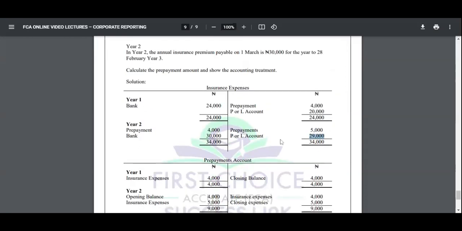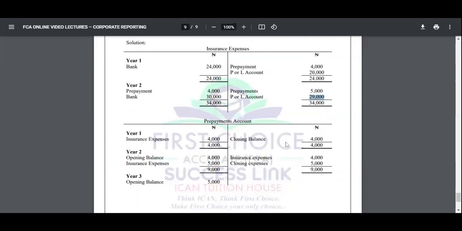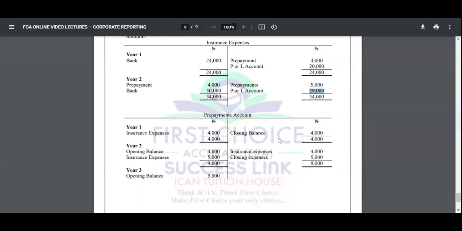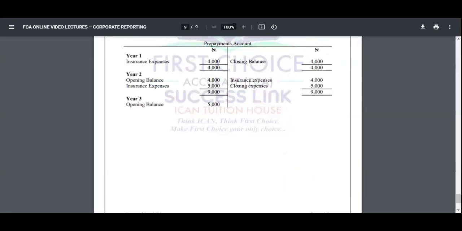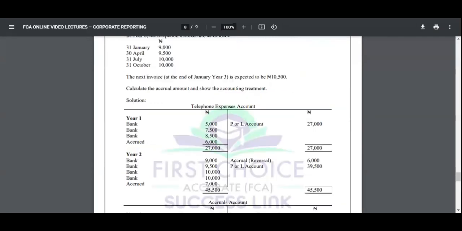Then we have our year 2 closing balance. So how do we treat our prepayment? Our prepayment, we have expense of 4,000 naira. Remember, we need to bring it back as our opening balance in year 2, and we come here to close it or reverse it. And we have another insurance expense of 5,000 naira here, the corresponding entry. And we have a closing balance of this. So we have 9,000 naira. So our opening balance as at year 3 is 5,000 naira. That's our closing balance for year 2.